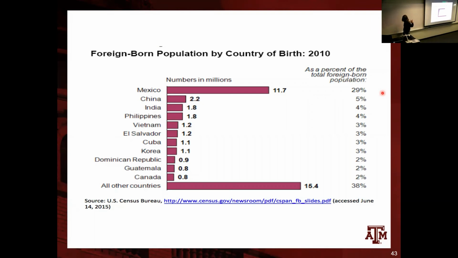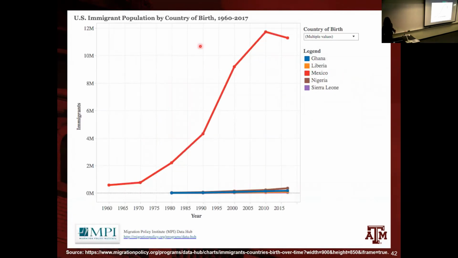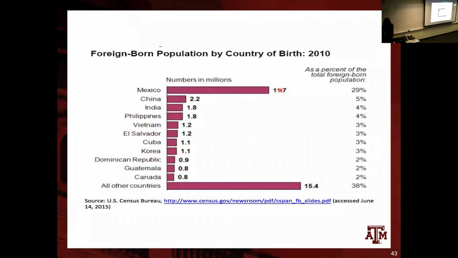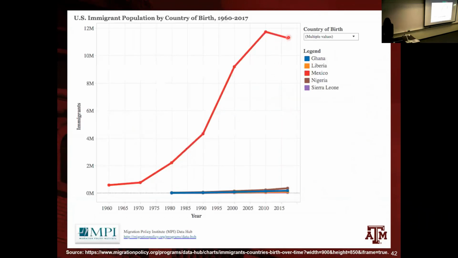5% of all foreign-born people in the US in 2010 were from China, right? So Mexico is still a really high percentage, and we saw these numbers here. This around 11 million is exactly the same number that we are looking at here, right? That's the number here, the stock of the population of immigrants in the US by country of birth.